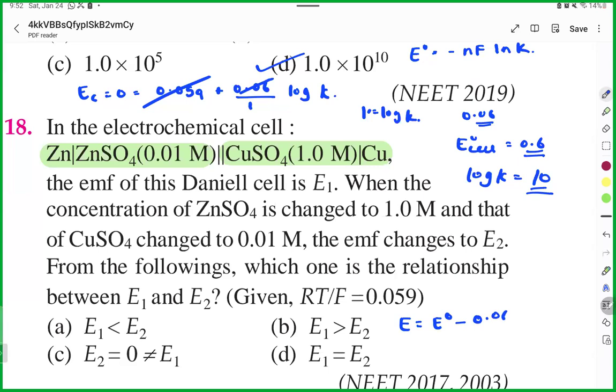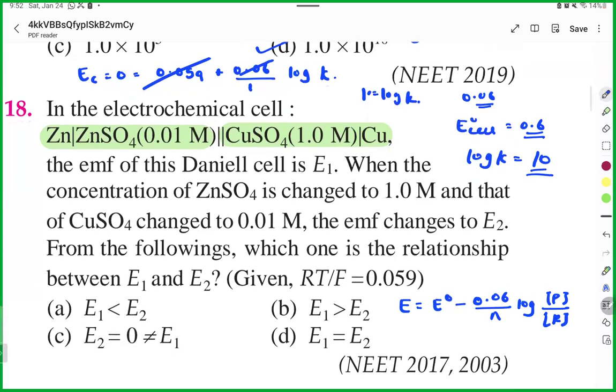0.06 divided by n, log of product concentration divided by reactant concentration. Right? Product concentration divided by reactant concentration. What is the n value in this case, Chandana? 2, sir. The n value is 2. What is the product concentration? 0.01, because zinc is 2 positive. What is the reactant concentration? 1.